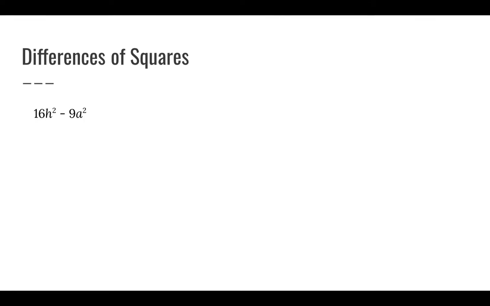A special type of AC method that we can use is difference of squares, because this doesn't look like it has three terms. What I'm going to do is put a 0 in the middle as a placeholder. So I'll slide the minus 9a squared over, and I'm going to put a 0ah in between. Now it looks like it's got three terms, and I can apply the AC method.